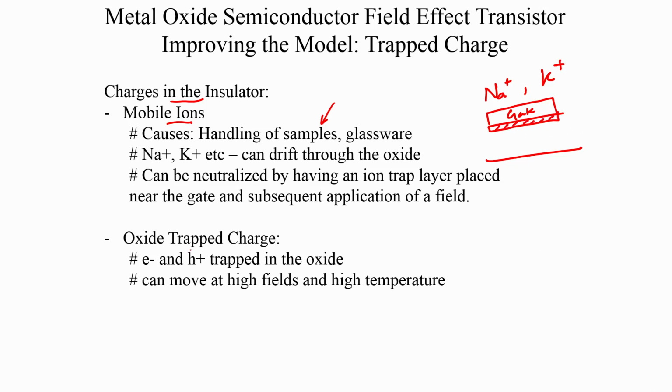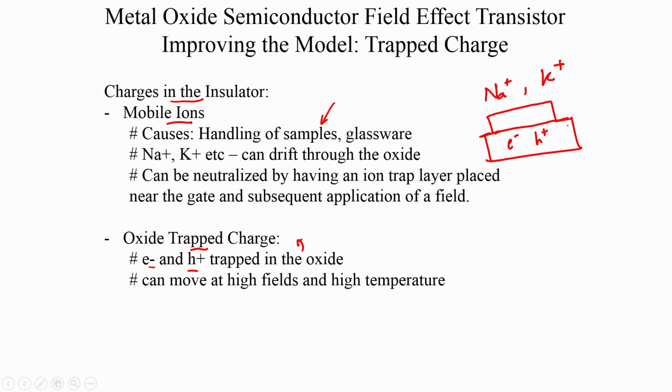The other kinds of charges in the insulator are called the oxide trapped charges. These are basically the electrons and holes from your channel that had very high energy and got into the oxide, and once inside the oxide they are trapped, and they can move around at high temperatures and high fields. So, oxide trapped charges essentially refer to electrons and holes as opposed to mobile ions. These are electrons and holes that are trapped inside the insulator.